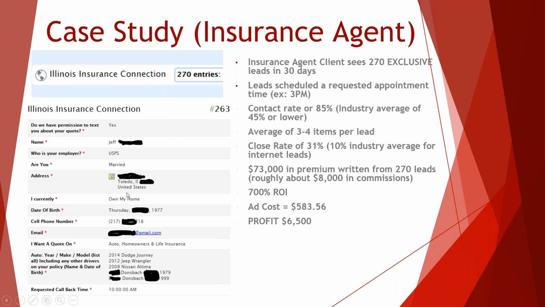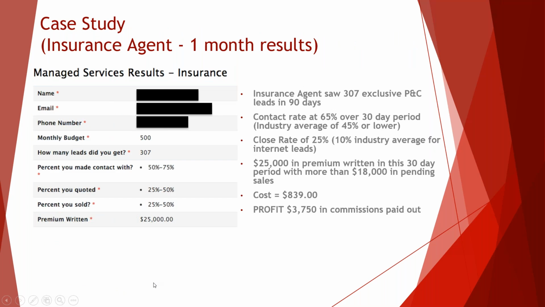You look at the types of information that we're getting. We're looking at auto, home, and life on this campaign. This guy's got 1, 2, 3, 4, 5 cars. Requested his own callback time. These are huge leads. All right, these are not just your simple monoline car.